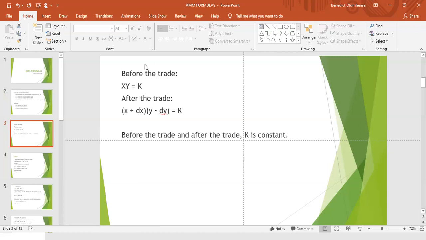After the trade, we have x plus dx multiplied by y minus dy. To explain this, dx is the amount of token A that came into the trade, and dy is the amount of token B that went out of the trade, and the product is equal to k. So k is constant in this equation.